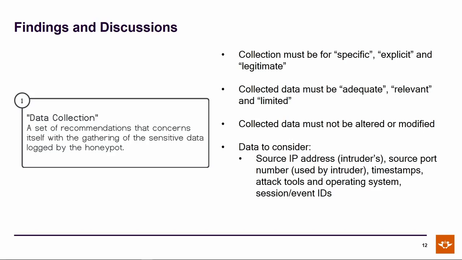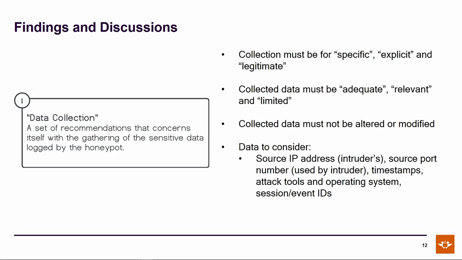Also, the data that's being collected must not be modified or altered at all and must retain confidentiality and integrity at all times, which is known as information quality by the POPI Act and integrity and confidentiality by the GDPR. So the following type of data needs to be considered in order to identify the attacker. And this type of data is sensitive in nature since it relates to the attacker. It identifies the attacker, right?